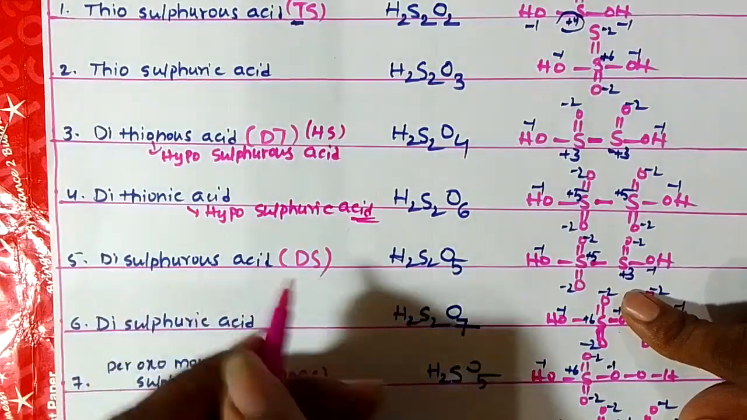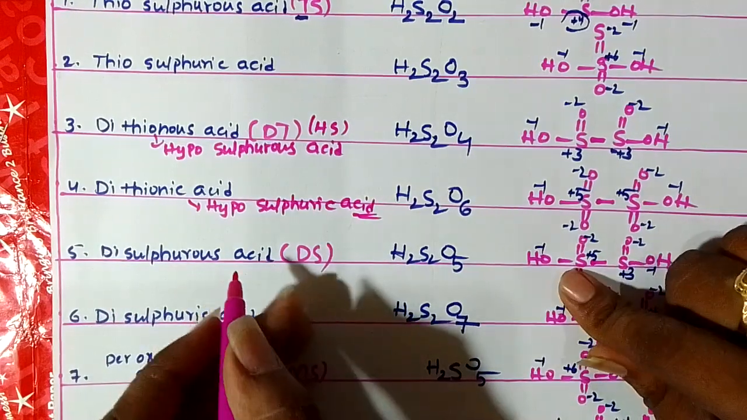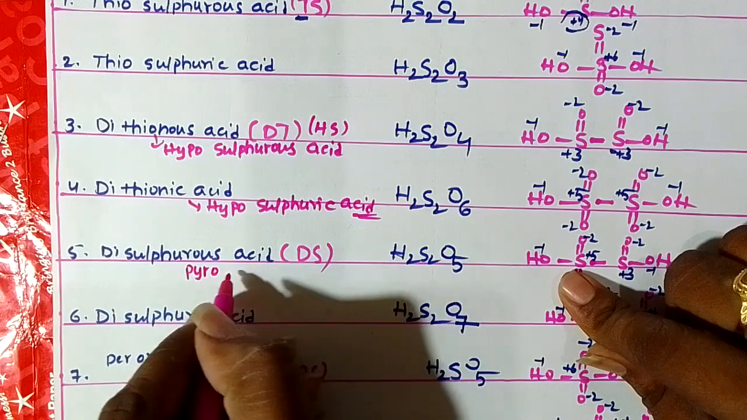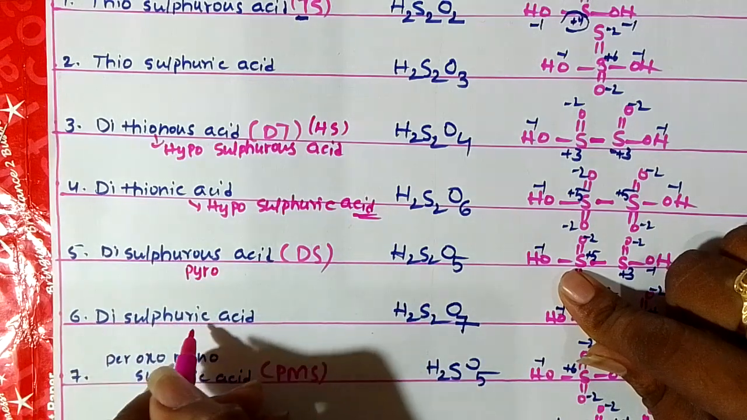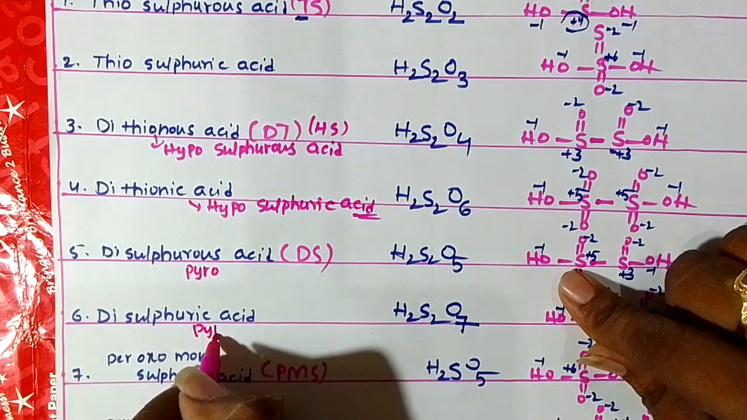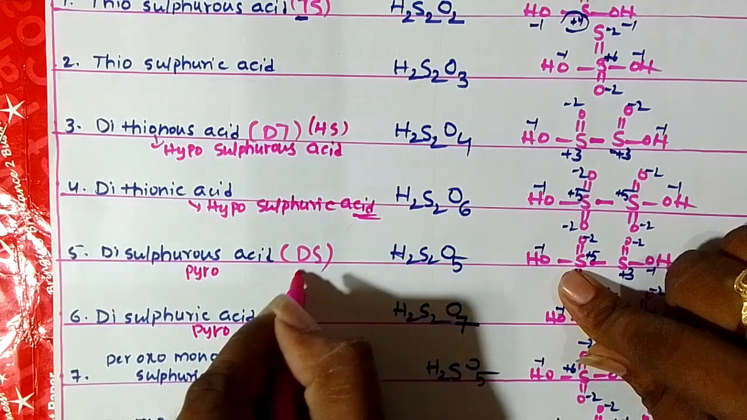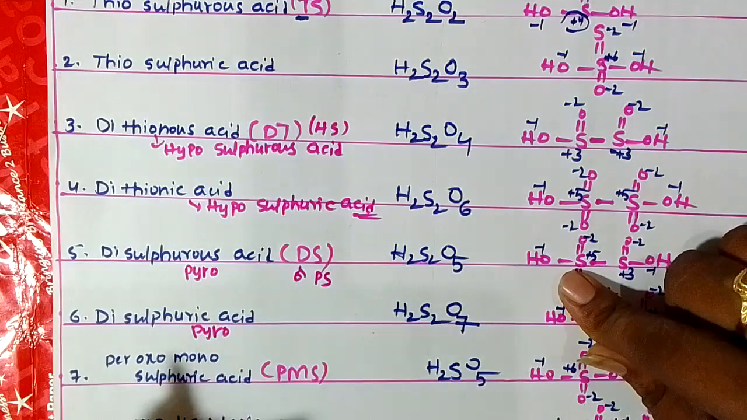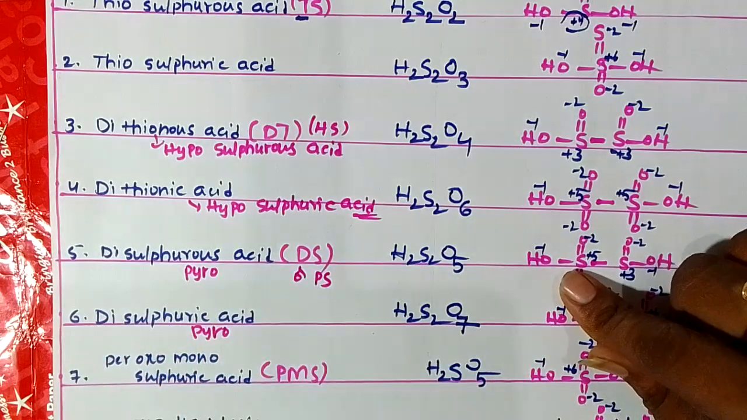Now coming to disulfurous acid. Disulfurous acid is also called pyrosulfurous acid. And disulfuric acid is also called pyrosulfuric acid. So you should remember DS or PS. DS means disulfurous acid or pyrosulfurous acid, disulfuric acid or pyrosulfuric acid.